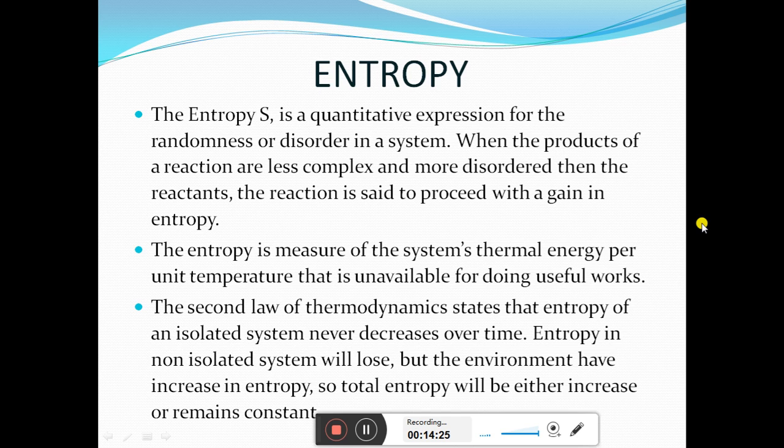The second law of thermodynamics states that the entropy of an isolated system never decreases over time. A non-isolated system may lose entropy, but the environment will have an increase in entropy. So total entropy will either increase or remain constant.